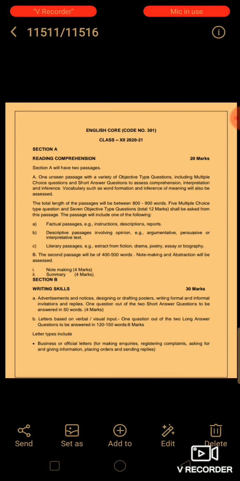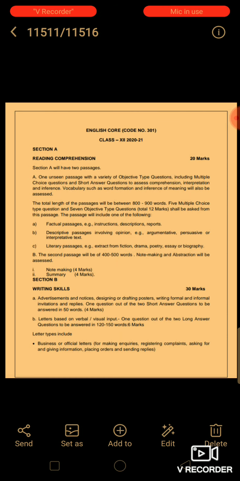So let's begin with the first part. There will be two passages in it. Question number one will be an unseen passage with a variety of objective type questions, including multiple choice questions and short answers also, to assess your comprehension, interpretation, and inference. Two questions will be there of vocabulary also. They can be asked in the form of antonyms and synonyms. The total length of the passage will be 800 or 900 words.